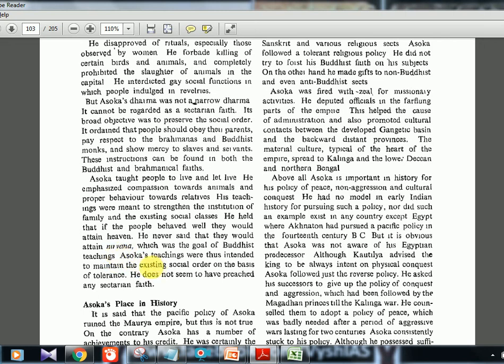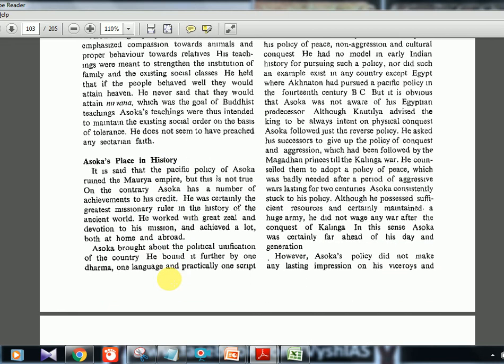Ashoka's teachings were thus intended to maintain the existing social order on the basis of tolerance. He does not seem to have preached any sectarian faith. Okay, so there is no new religion or subsect or something. It is just following social order, respect everybody, treat everybody well, and then attain heaven. Okay, Ashoka's place in history.